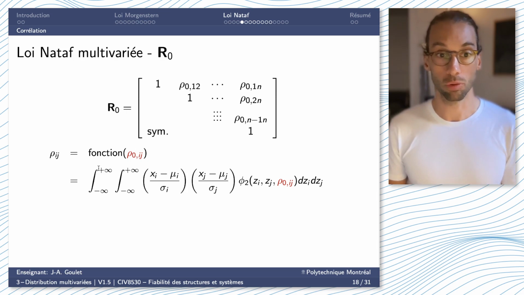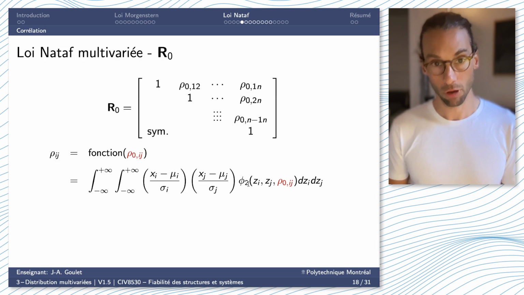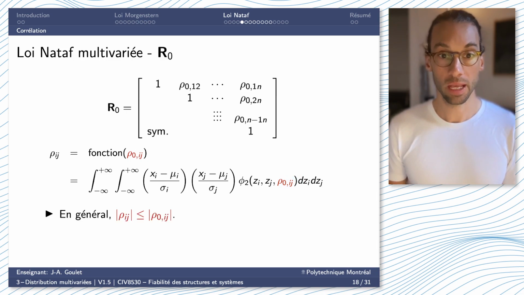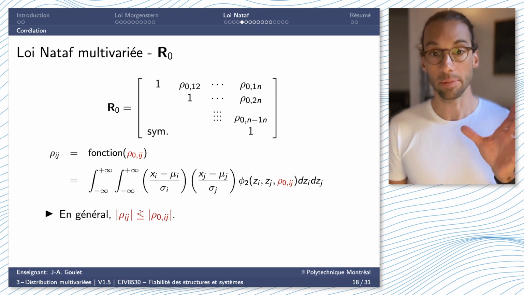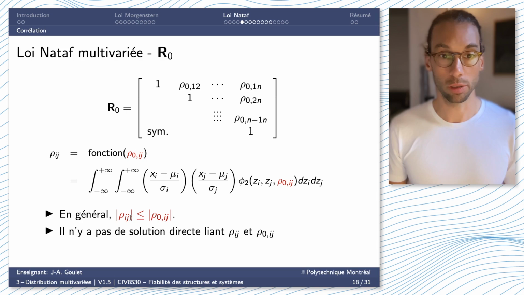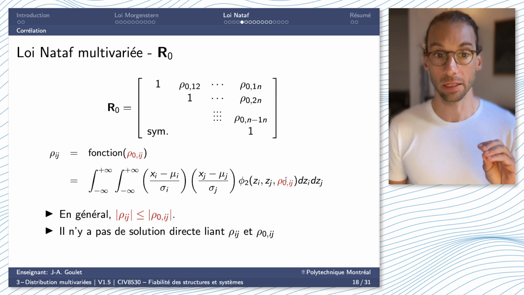formulation for the correlation coefficient, which is going to be the integral in 2 dimensions of zi zj, where zi is xi minus mu i divided by sigma i, and the same thing for the other variable, weighted by my joint PDF that is defined with my correlation coefficient rho 0. And in general, that rho 0 is greater or equal in absolute value than the original one. But there's no direct solution to evaluate it.